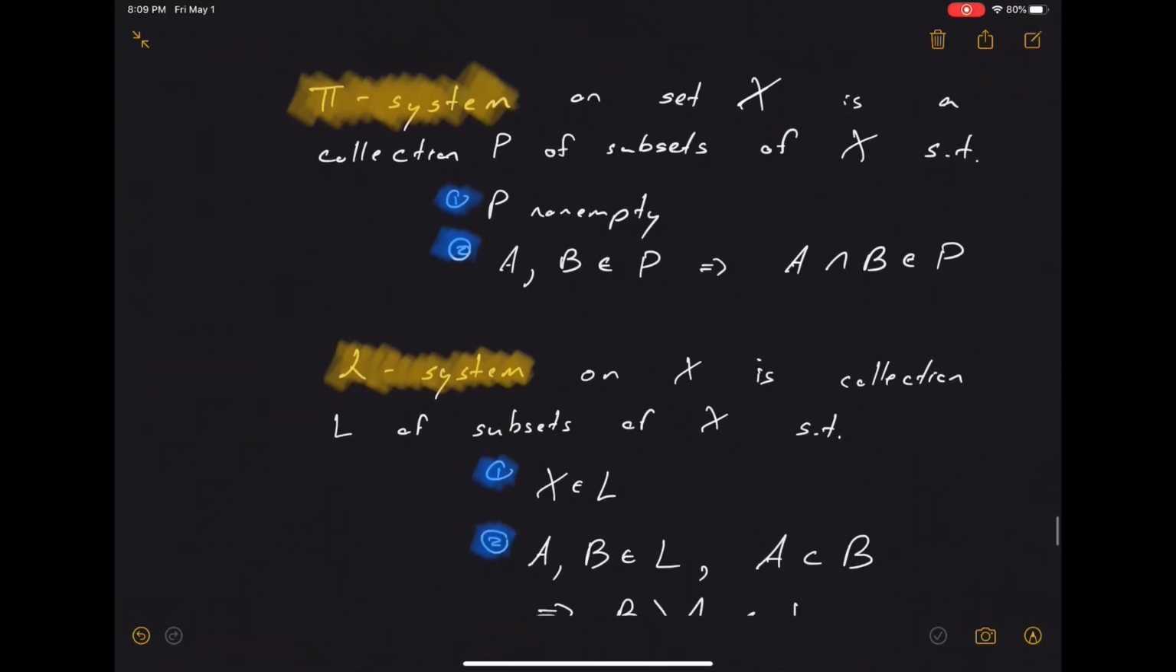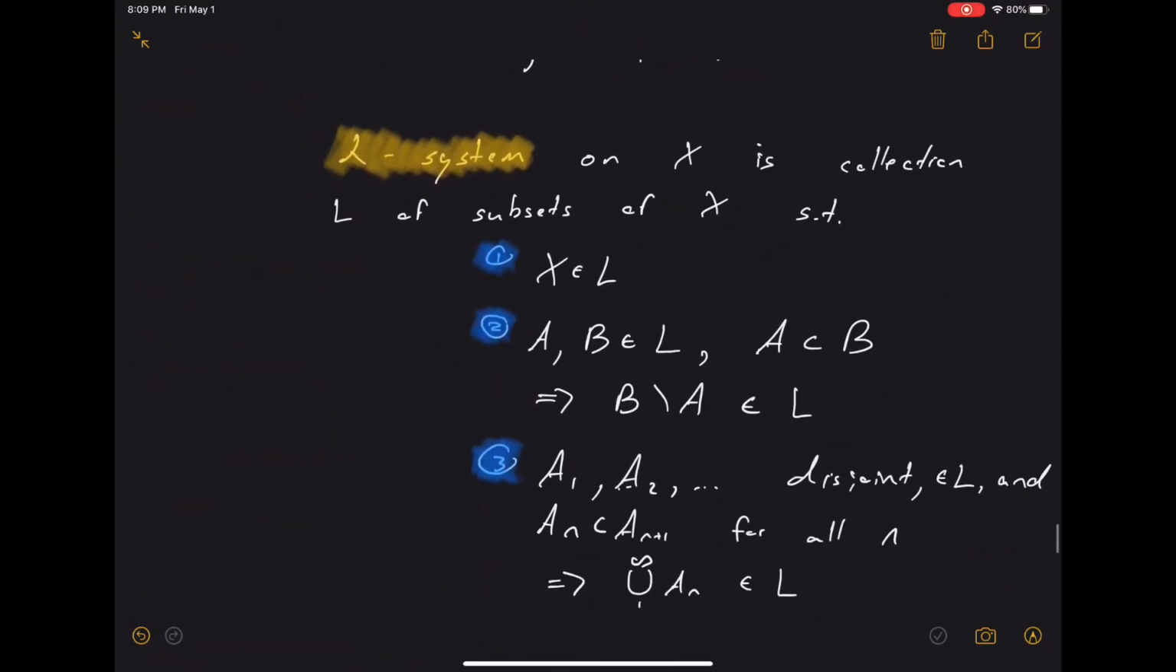A lambda system on X, on the other hand, is a collection L of subsets of X such that, one, X is in L. Two, if A and B are in L and A is a subset of B, then the set difference B minus A is in L. And I've seen number 2 stated as being closed under complements. They're logically equivalent.